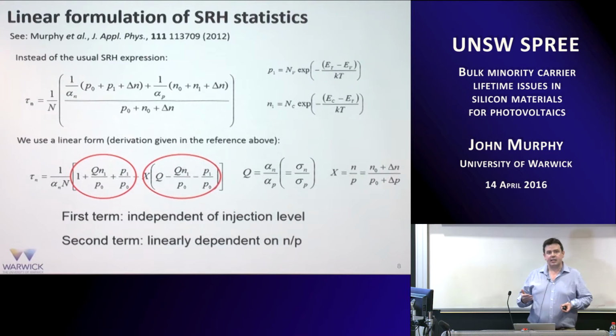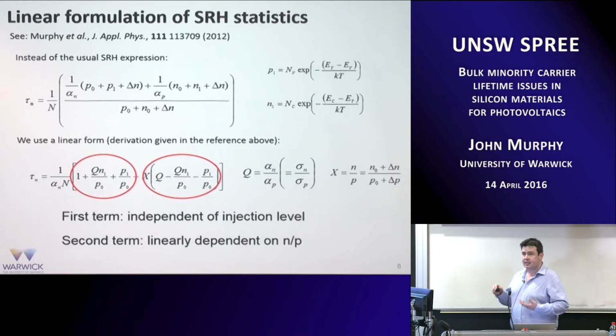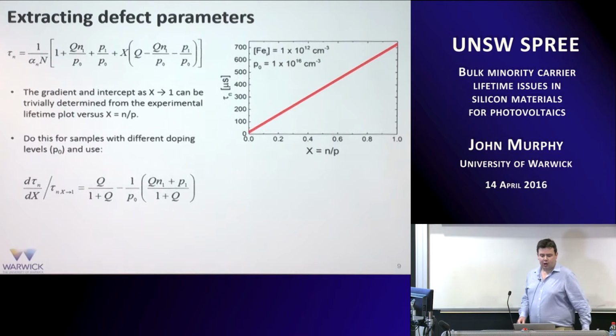And this is great because it gives you a straight line for a single Shockley-Read-Hall defect. It's quite basic, but I encourage you to try this if you're doing analysis of lifetime data: plotting lifetime not against delta n, but against this parameter n over p. And that will give you, potentially, if you've got a nicely behaved system, a way of visualising your lifetime properties better. So the neat thing about this approach is that it enables us quite straightforwardly to extract the defect parameters.